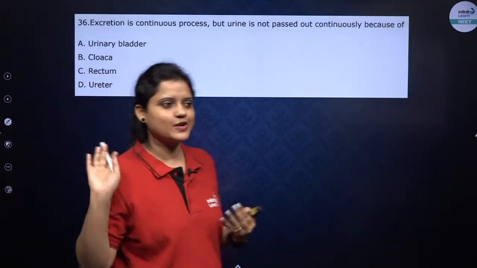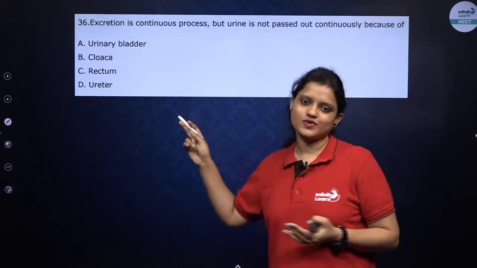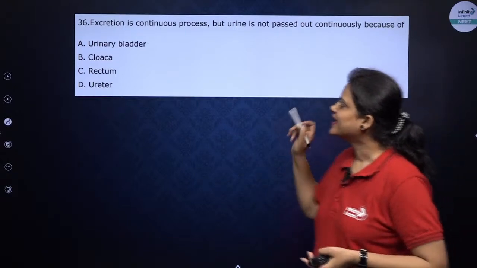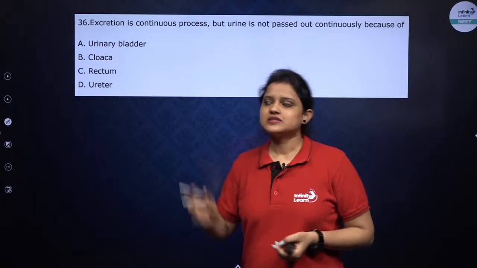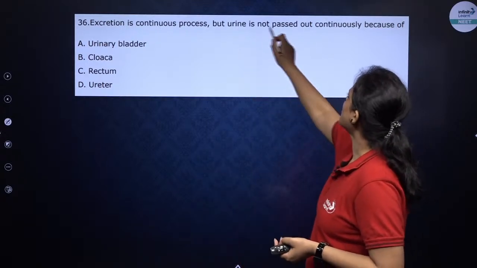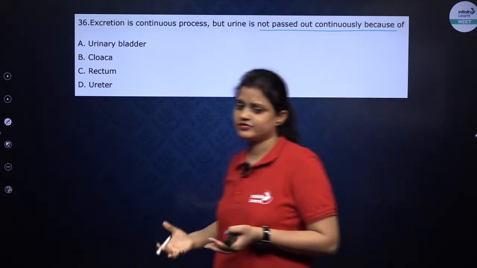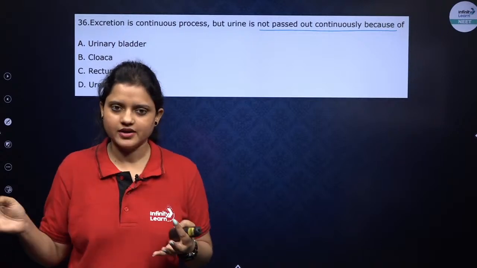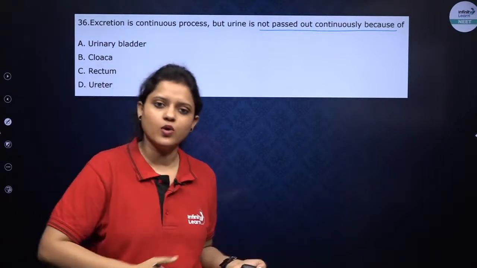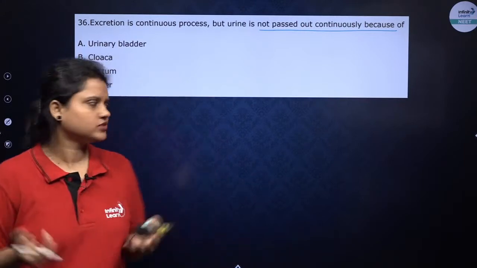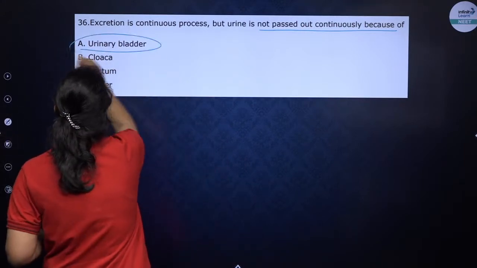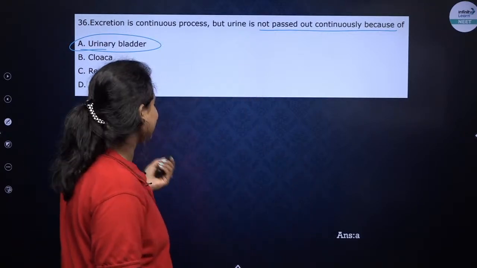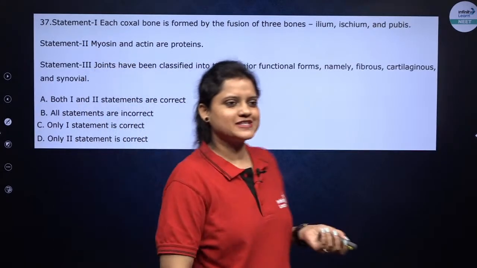कोई प्रॉब्लम नहीं है, सिंपल सा क्वेश्चन था. कौन से क्वेश्चन पे आ गए? 36 क्वेश्चन पे आ गए हैं. टोटल 50 क्वेश्चन हम लोग आज डिस्कस करने वाले हैं. चलिए देखते हैं क्या है ये क्वेश्चन. Excretion is continuous process, but urine is not passed out continuously because of excretion. Continuously your kidneys are filtering blood and filtrate is being formed, reabsorption भी हो रहा है, but it is not released out because we have urinary bladder in which the urine is stored, right? So correct option here was A, urinary bladder. बहुत सिंपल सा क्वेश्चन है.